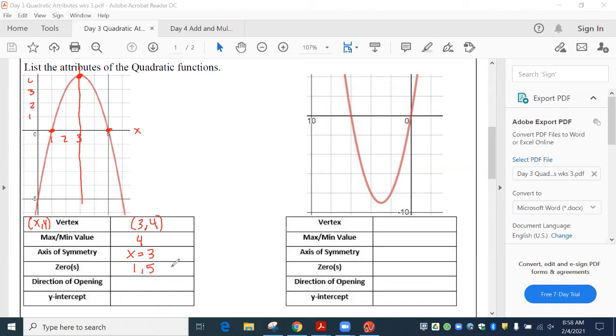Notice I didn't put parentheses around this. This is not a point. Maybe I should write 1 and 5. It's not a point. It's just saying 1 is a 0, comma, 5 is a 0. Does that make sense? So, direction opening, we don't do. Direction opening is just, you start at the vertex and your lines are going down. But that's not really a test question.